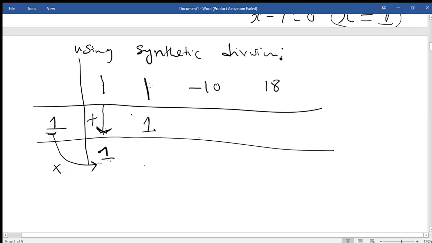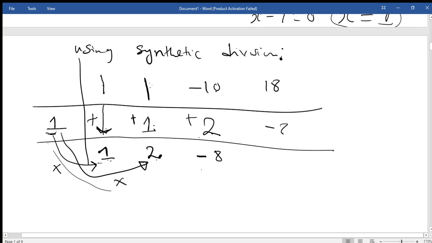So 1 plus the 1 we have, the answer is 2. We continue the process. This 1 multiplied by the 2, 1 times 2, that's a positive 2. It comes there. Vertically we add: negative 10 plus 2. What am I going to have? This is negative 8. Yeah, negative 8. 2 minus 10, that's negative 8. 1 times negative 8 is negative 8.